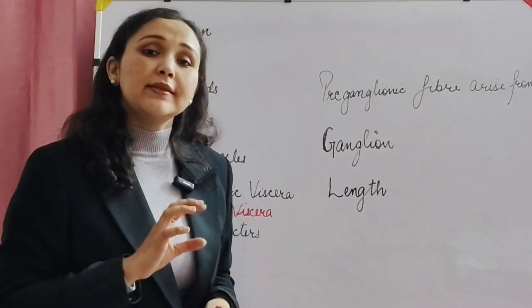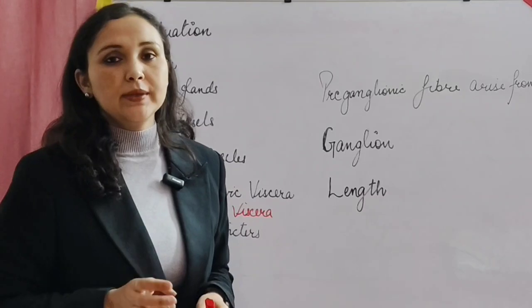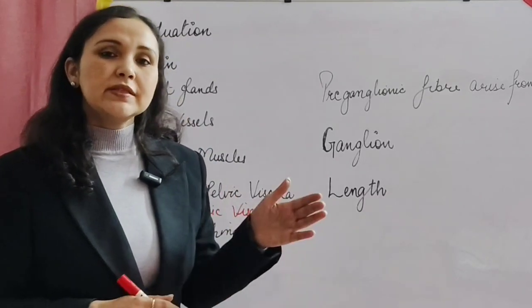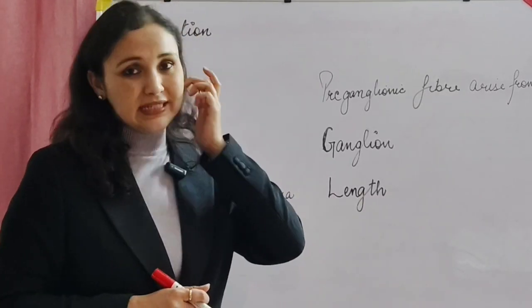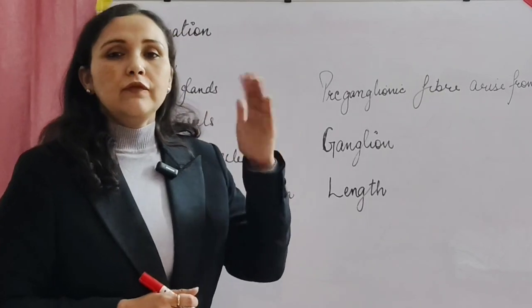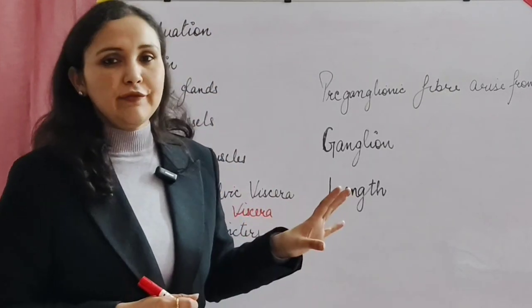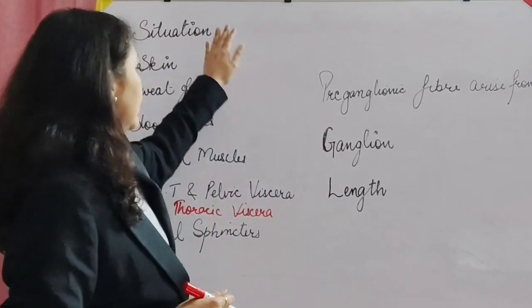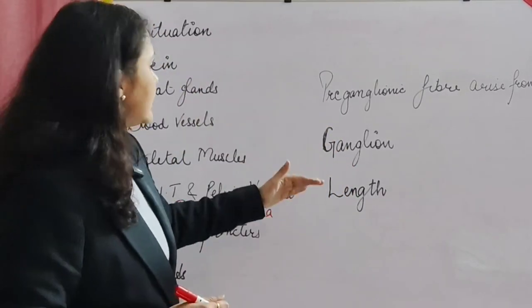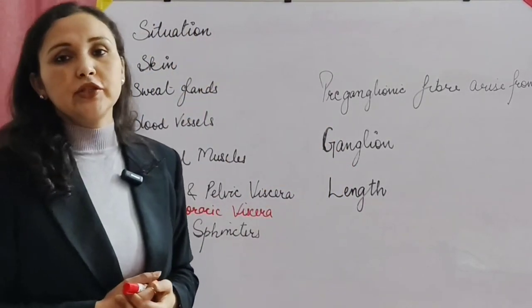This is another video on the nervous system, in which we'll quickly discuss the differences between the sympathetic and the parasympathetic nervous system. In my previous videos, I discussed it in detail in two videos. If you have gone through those videos, I hope it will be very easy for you to understand the differences. I have just noted down the points.